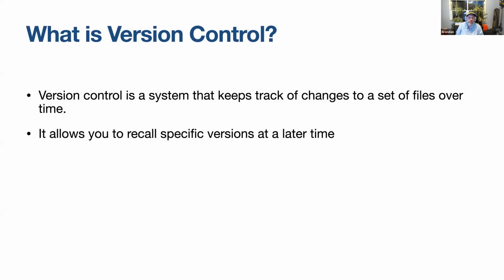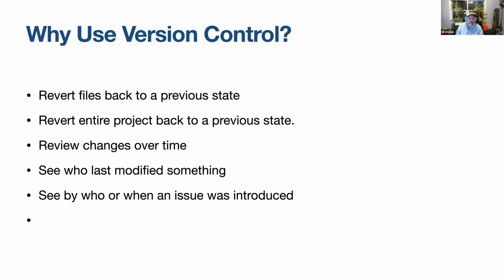So first up, what is version control? Well, version control is a system that keeps track of changes to a set of files over time. It allows you to recall specific versions at a later time. So that's great, but why use it?